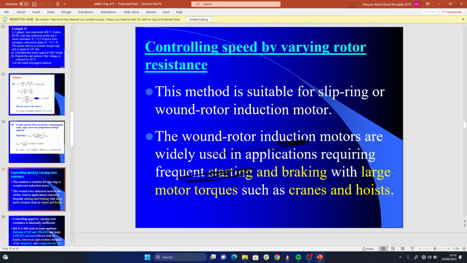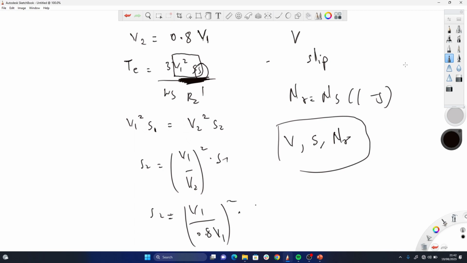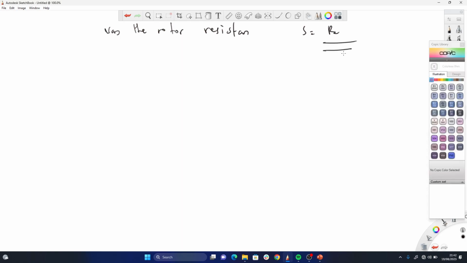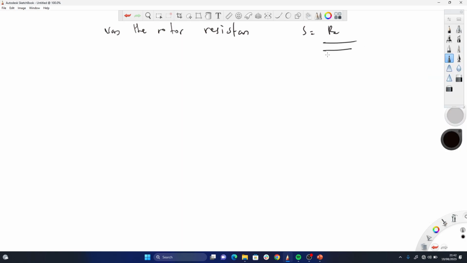Okay, the next thing is controlling speed by varying the rotor resistance. So if you vary the rotor resistance, what will happen? It will have an effect on the slip. We know that slip is equal to what? R2 prime over the square root of R1 squared plus SE squared.